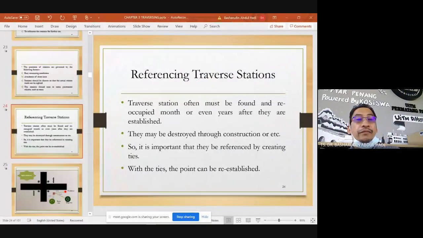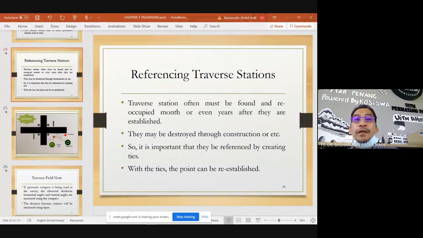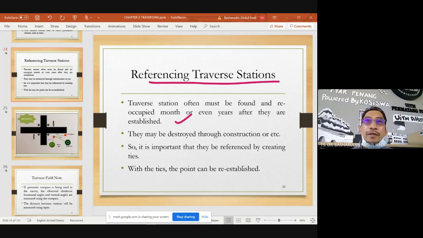Okay, this is slide 24. Referencing traverse stations. It means that traverse stations often must be found and reoccupied months or even years after they are established. I think I already told you that we must have concrete, and this concrete is to make sure that it does not weather from rainfall or sunlight, and you can still find it after 10 years, after 20 years, after 40 years.